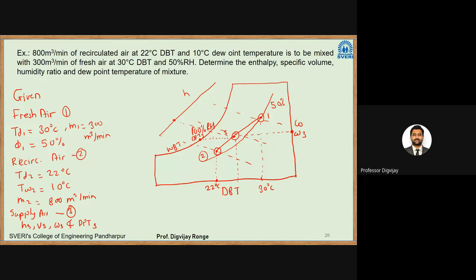Okay, so I will repeat again. We have fresh air at point 1, which is at 30 degrees Celsius DBT, 50% RH. That point I have plotted. Then we have another point which is at 22 degrees Celsius dry bulb temperature and 10 degrees Celsius WBT. That point also I have plotted, point 1 and point 2. I have to join those 2 points and create a line. On that line somewhere this point 3 will lie. So how do we find that point? Let us see.